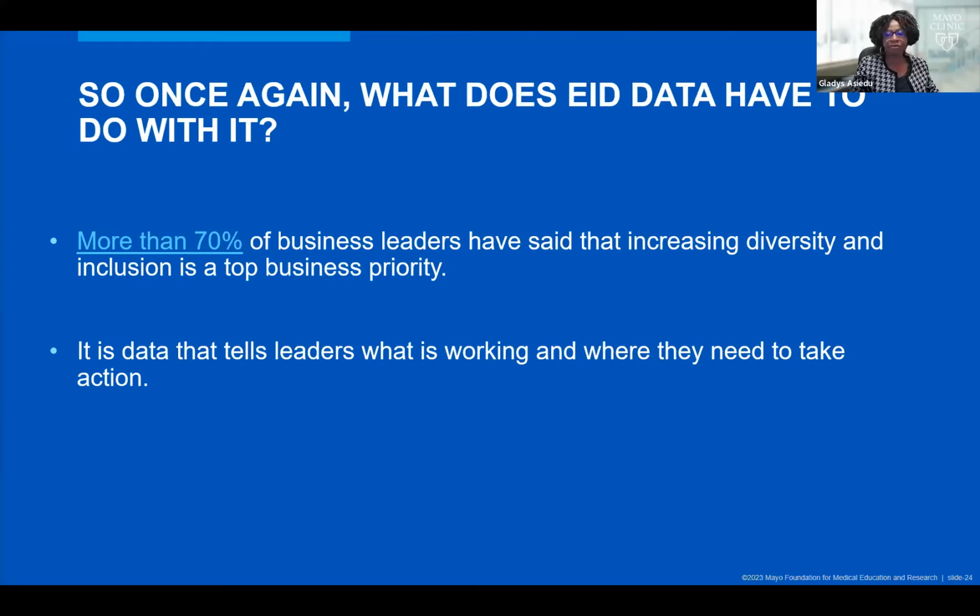It's been studied that more than 70% of business leaders have said that increasing diversity and inclusion is a top business priority. And it's true, most organizations are striving to do that. But it is data that tells leaders what is working and where they need to take action. But that data needs to move from just gathering the circumstances, the challenges and the experiences to actual action-driven efforts, I think.